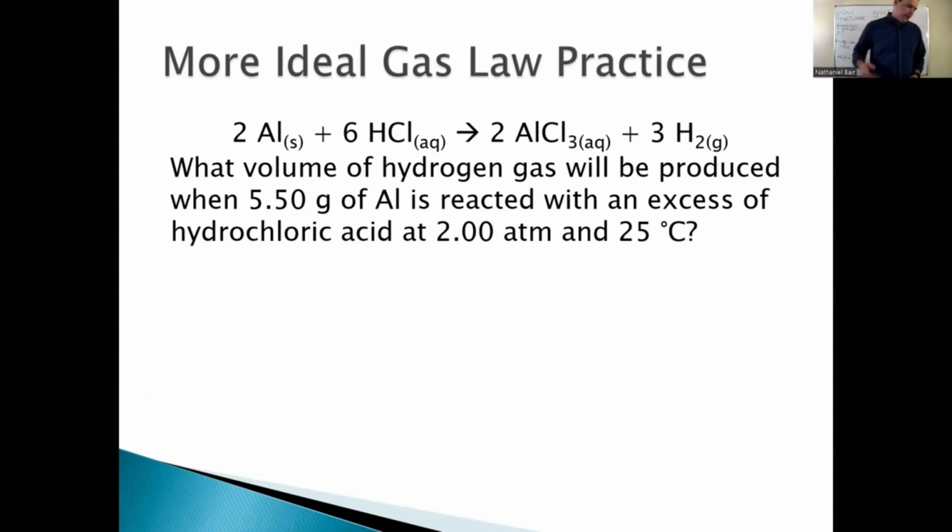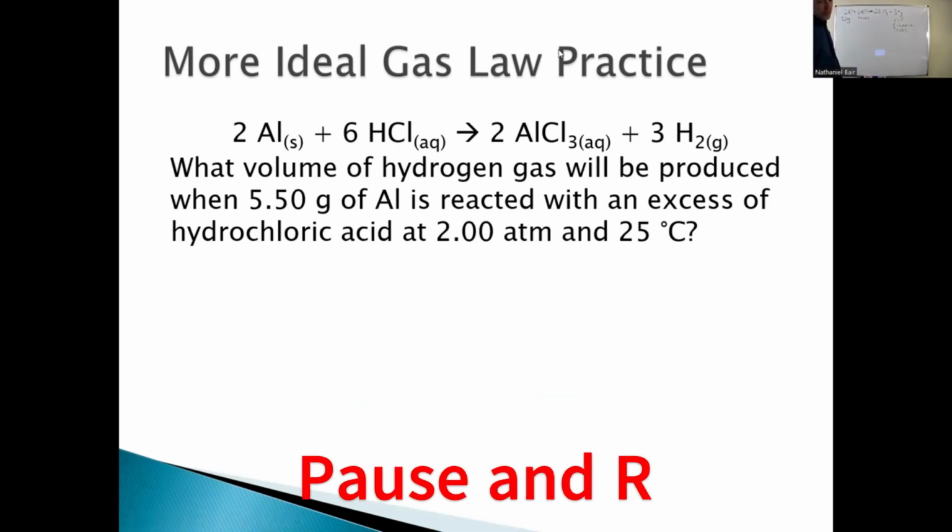So what's the next step? Well, the next step is to do reaction stoichiometry with the ideal gas law. So why don't you take a second while I copy this down and read that problem. We now have a reaction we're doing. So here's what I did.